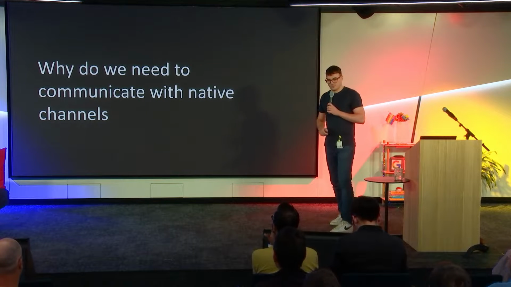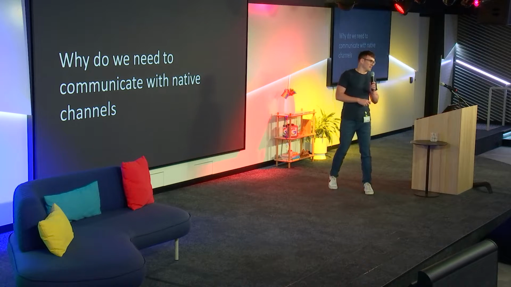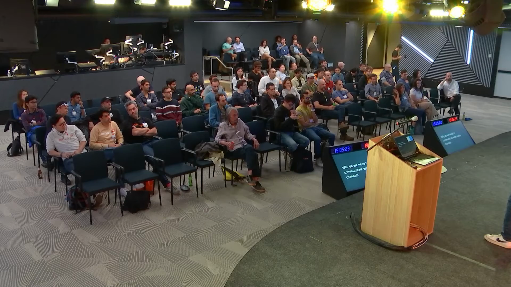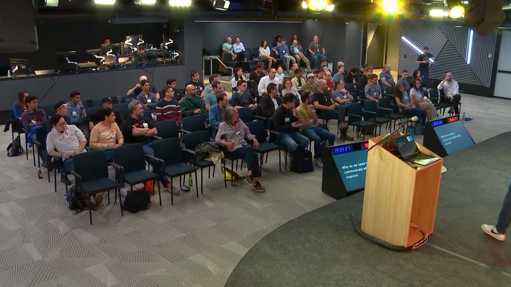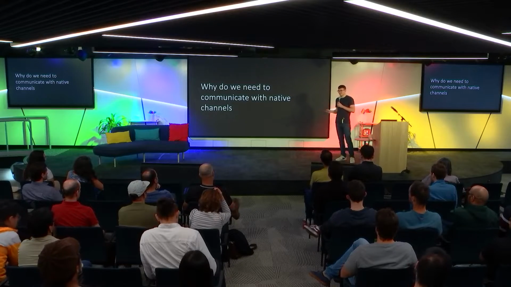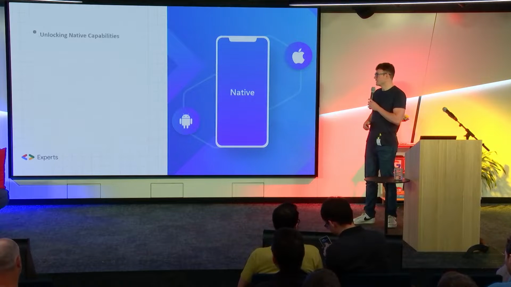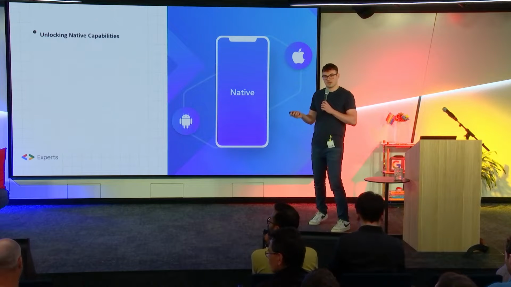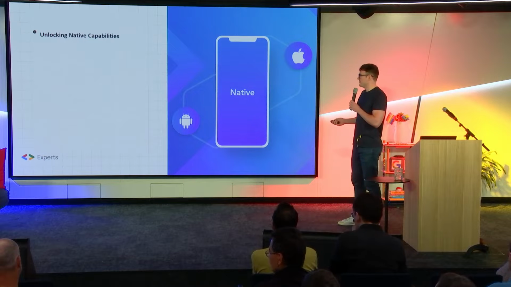So the first question is, why do we need to communicate with native channels? Does anyone want to just have a shot in the dark? Why do we need to communicate with native channels? Yes, exactly. We do need to communicate with native capabilities to round up our app. So just like you said, unlocking that native capability, we want our app to communicate with camera, GPS, notifications, that sort of stuff to make it just a better feel.